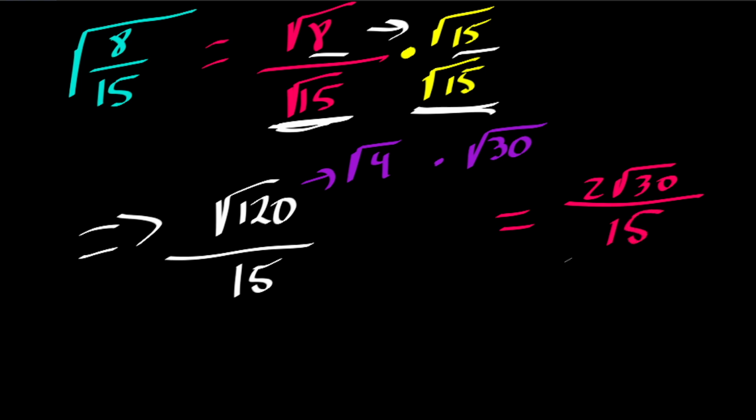And that's actually going to be our answer. Now, that looks a little odd, but 2 over 15 can't reduce. The square root of 30 can't be broken down any further. So that's actually where our problem is going to end.